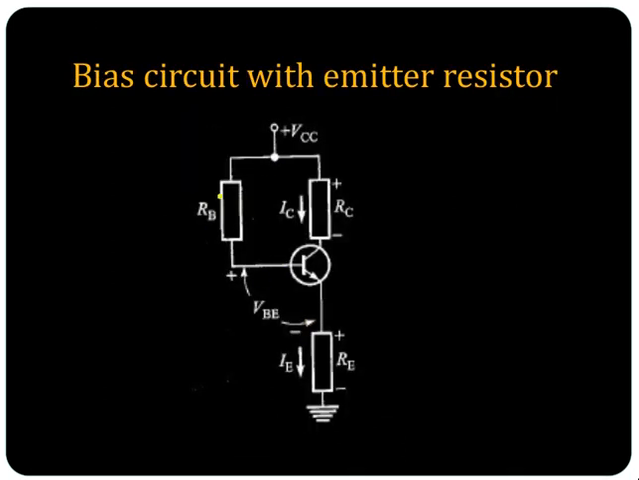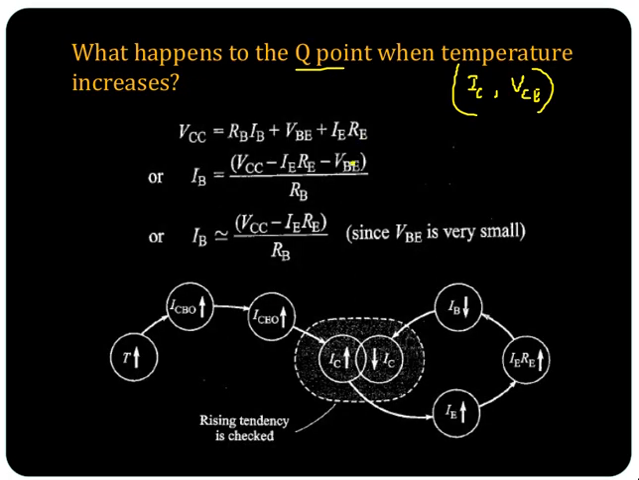VCC equal to IBRB plus VBE plus IERE, where IB is the current here. From that you will get an expression for IB, which is VCC minus IERE minus VBE by RB. Since VBE is very small, you can neglect it, and the final expression for IB is VCC minus IERE by RB. Now what happens when temperature increases?